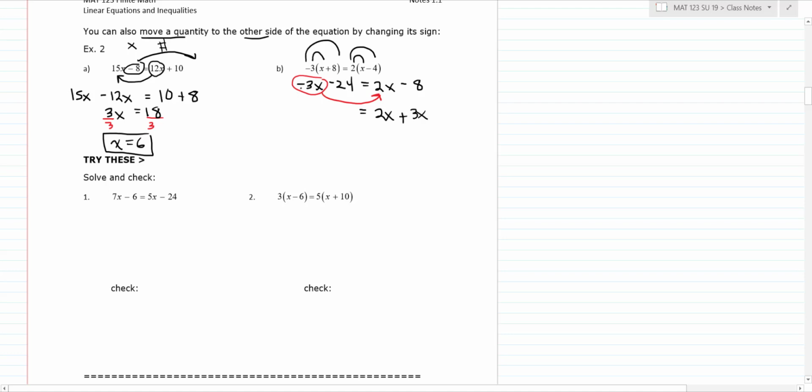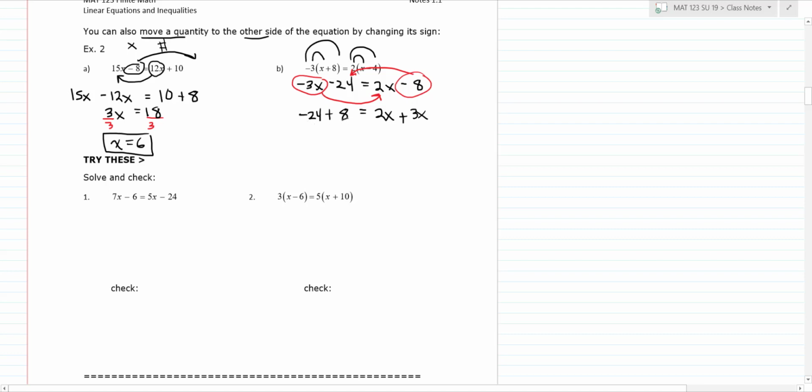Okay, and the reason I did that is because that's a negative. It's up to you, though. Then I'm going to move the minus 8 over here to join the negative 24. So I'd have negative 24 plus 8. So I just decided to get x on the right side. It doesn't matter. It's up to you.